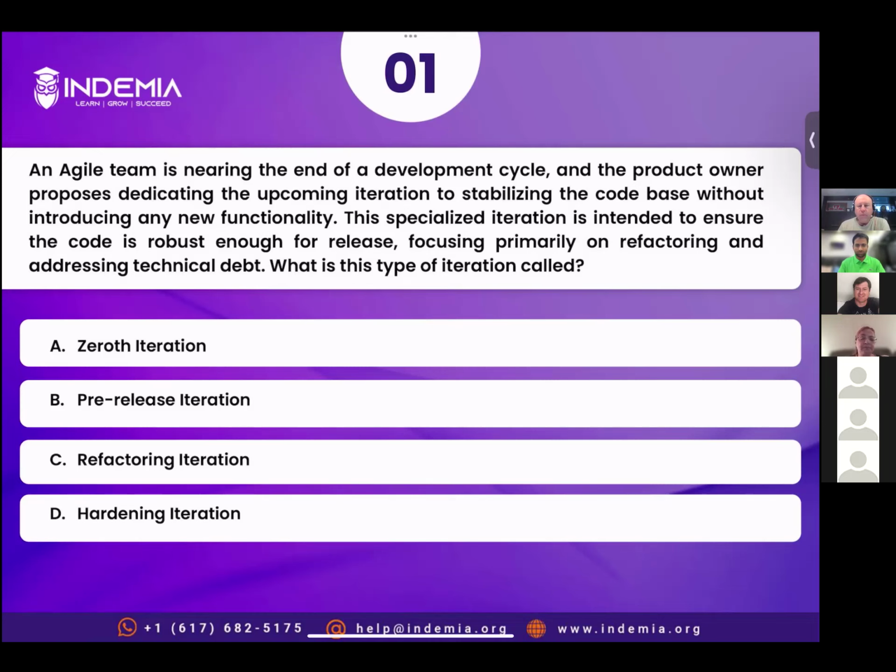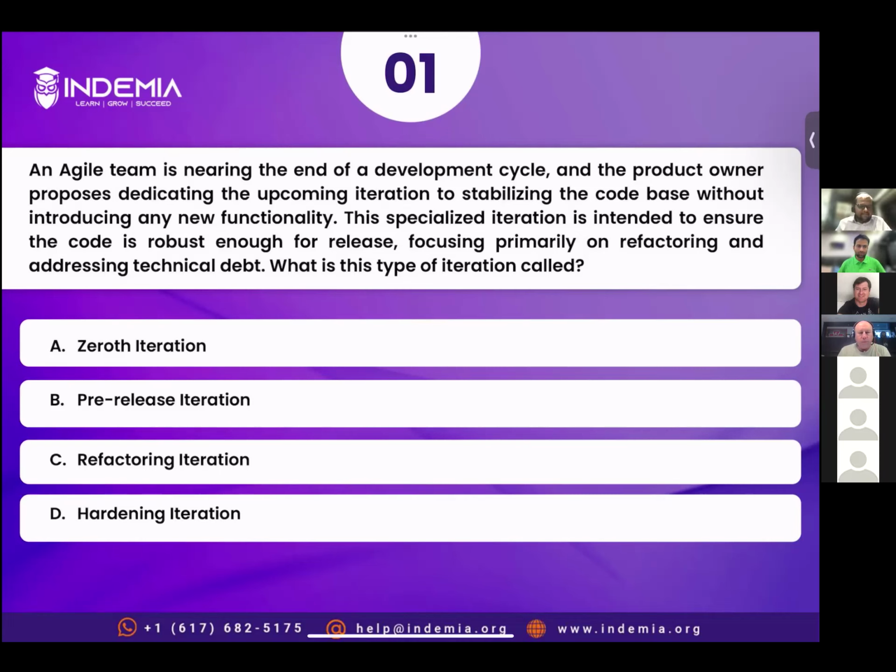All right, thank you. Surya, you have chosen option C. Could you please explain? So because we are not doing any new functionality, we are stabilizing the code, so just refactoring helps us. All right, thank you for explanation.